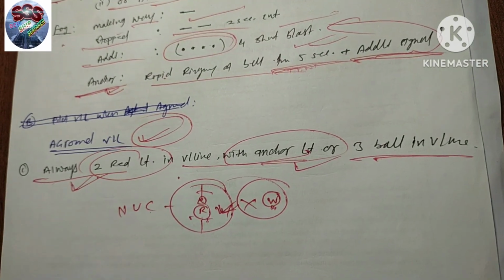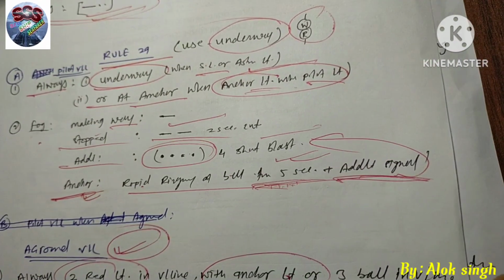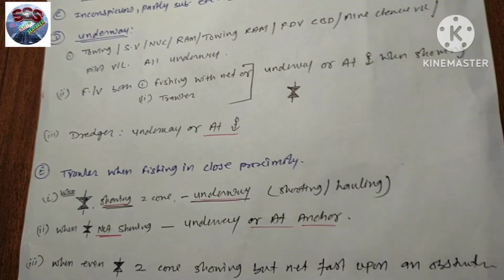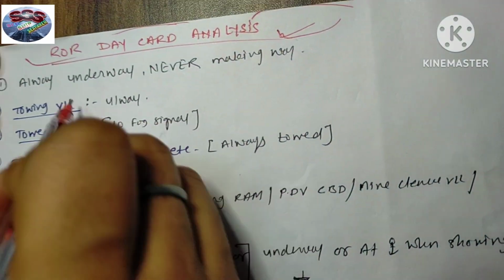So this is all about the night card. Now a little bit, we'll just finish with the day card also. What all the things have to be mentioned in the day card? So, ROR day card analysis.